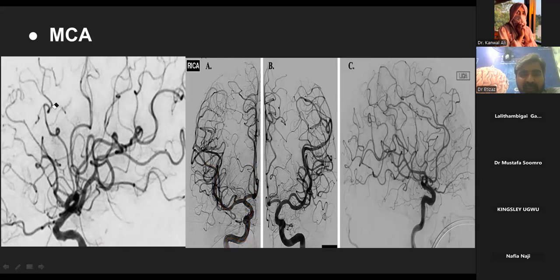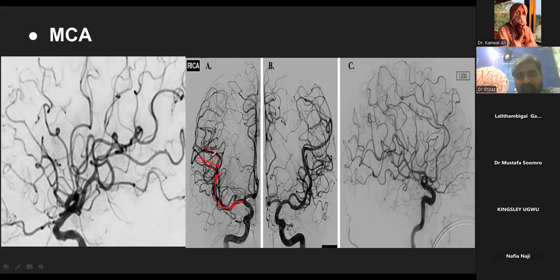First one, the M1 segment, is from the origin to the first branch bifurcation. Look at here. This is the M1 segment, from here to here. This is the M2 segment. This is the M2 segment. This is the M3 segment. This is the M4 segment. How will we identify it?